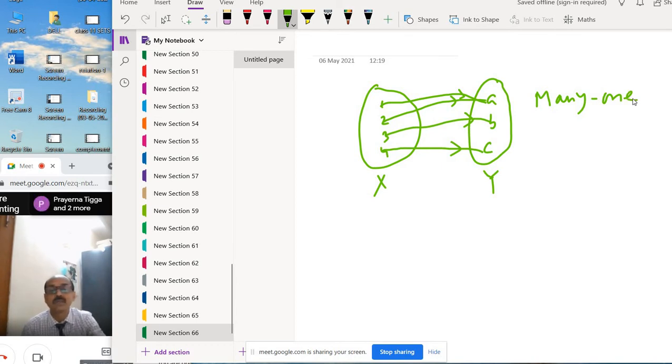Clear? Many-one. This is many-one. So two elements have the same image, so it is a many-one function.